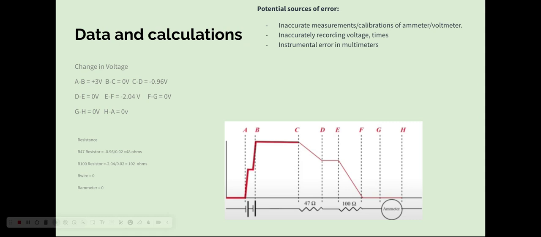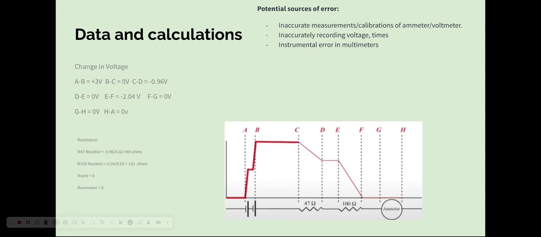A to B has 3 volts, B to C has 0 volt change, C to D has a negative 0.96 volt change, D to E equals 0 volts, E to F equals negative 2.0 volts, and the rest are 0 volts. For resistance, we calculate using the graph. We got negative 0.96 over 0.02, which is 48 ohms. The 100 ohm resistance was negative 2.04 divided by 0.02. We got 102 ohms, and the wire resistance was 0, and the ammeter resistance was 0 as well.